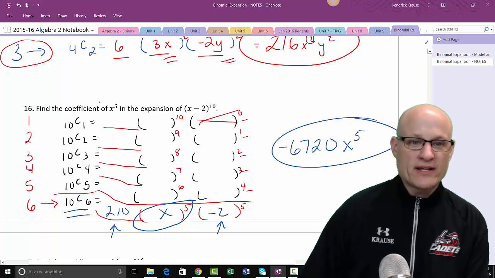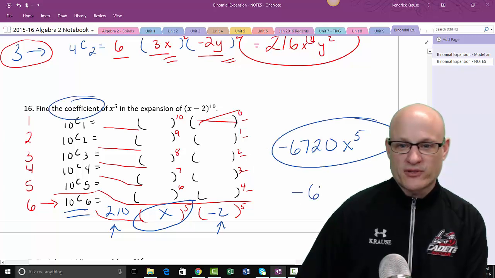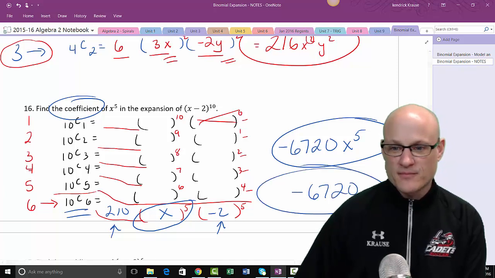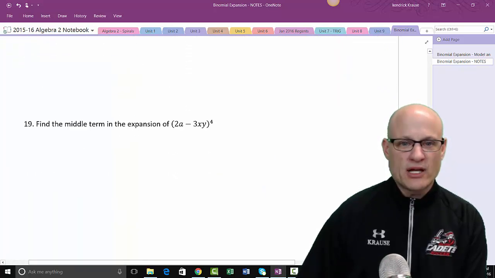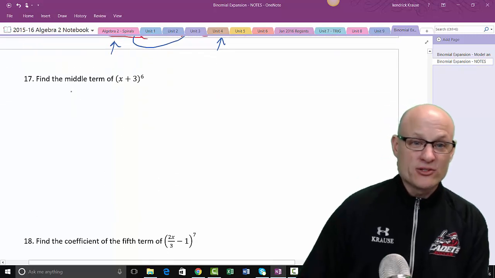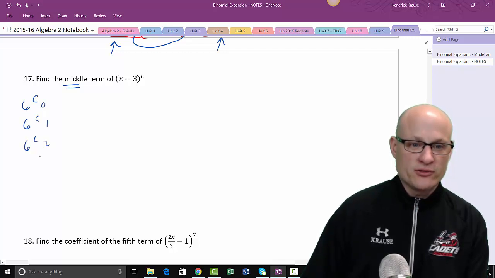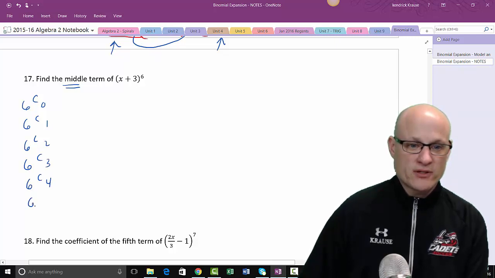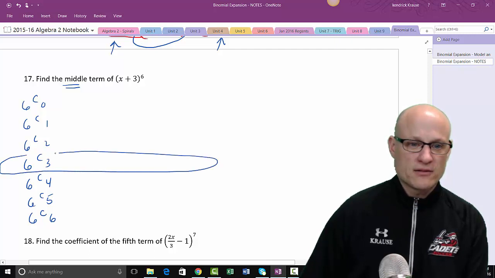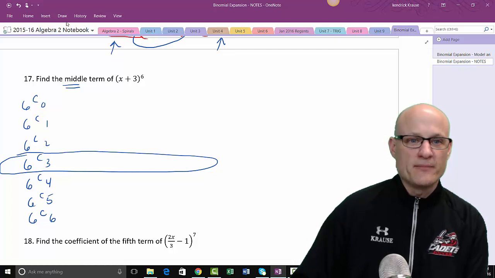Am I done? Oh, find the coefficient. Oh, the only thing I want is -6,720. There it is. All right, I think we got 3 left. Find the middle term. All right, I don't know what that is. 6C0, 6C1, 6C2, 6C3, 6C4, 6C5, 6C6. I think this one's in the middle. All right, that's the one we need.